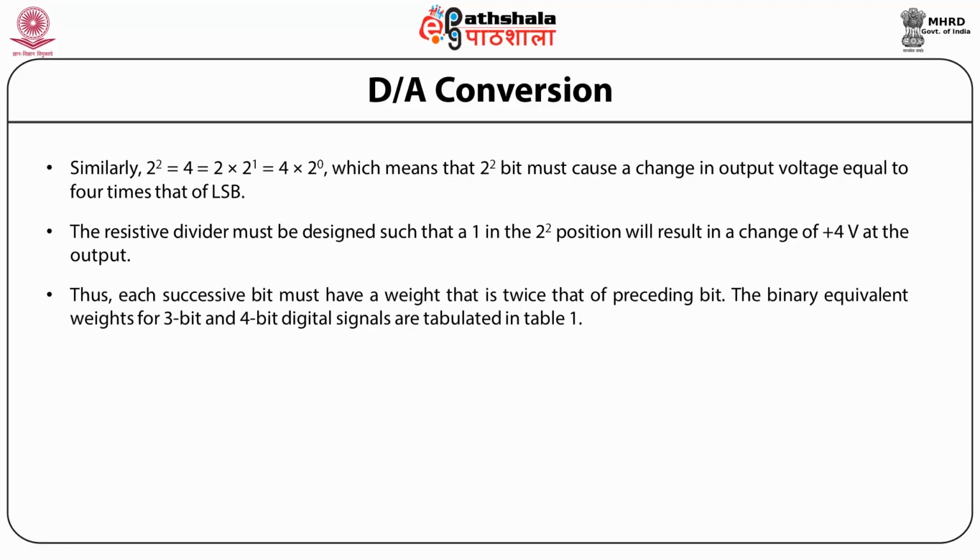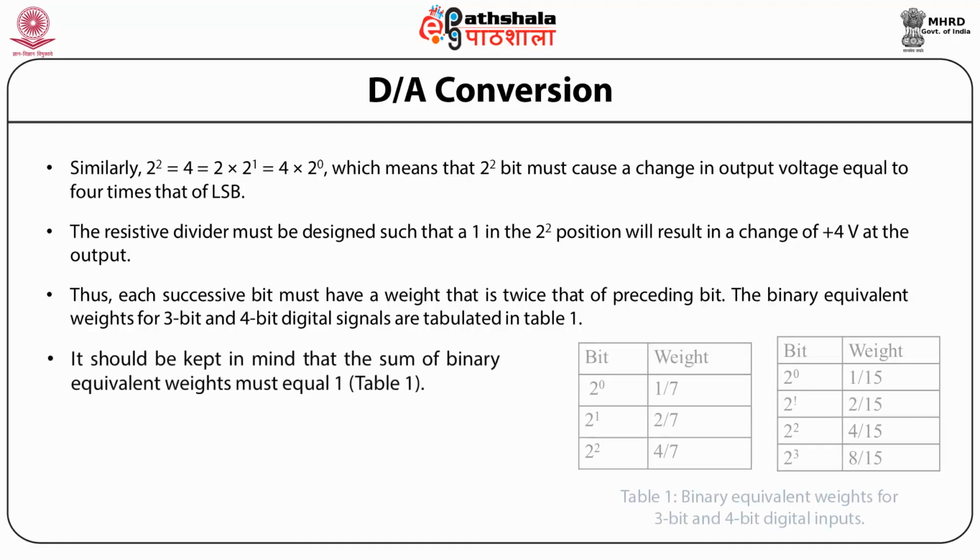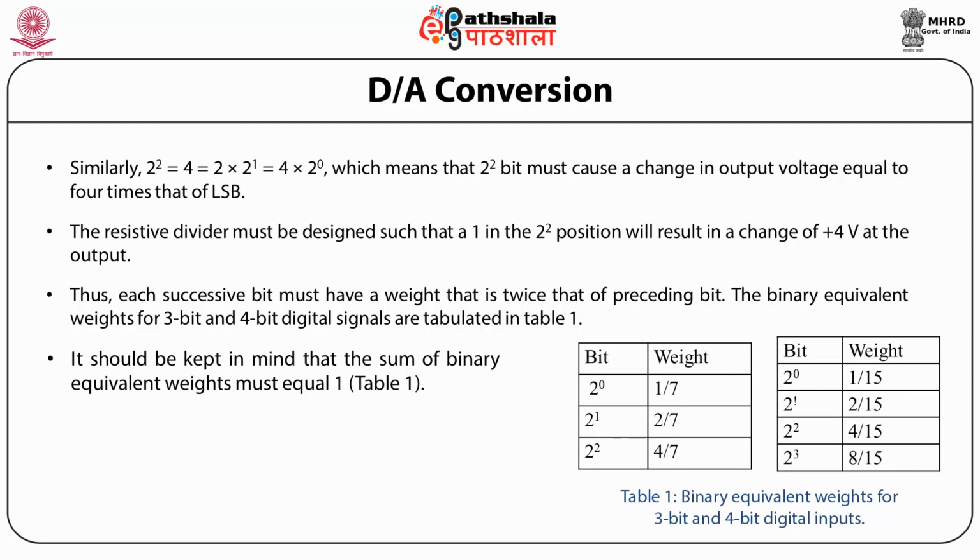The binary equivalent weights for 3-bit and 4-bit digital signals are tabulated in the table below. It should be kept in mind that the sum of binary equivalent weights must equal 1. For the 3-bit input, the weight corresponding to the 2 raised to power 0 bit, which is LSB, is given to be 1 divided by 7. The weight corresponding to the 2 raised to power 1 bit is 2 by 7, and the weight corresponding to the 2 raised to power 2 bit is 4 by 7.